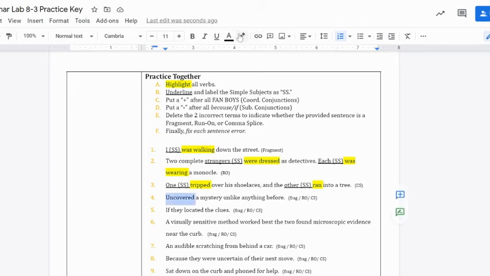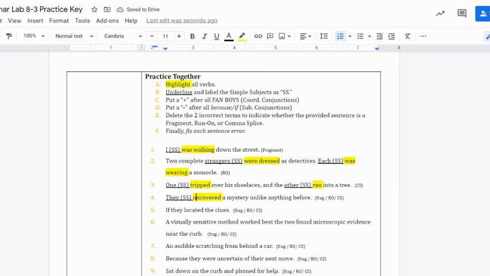Uncovered is going to be a verb. A mystery unlike anything before. None of those other things are verbs. Who uncovered? Doesn't say. If I keep with the sentence, I'm going to get these two strangers just like detectives. I'm going to think maybe I can do just a they. Again, we're doing simple subjects are underlined and labeled. They uncovered, and I'm going to fix that capital letter to lowercase.